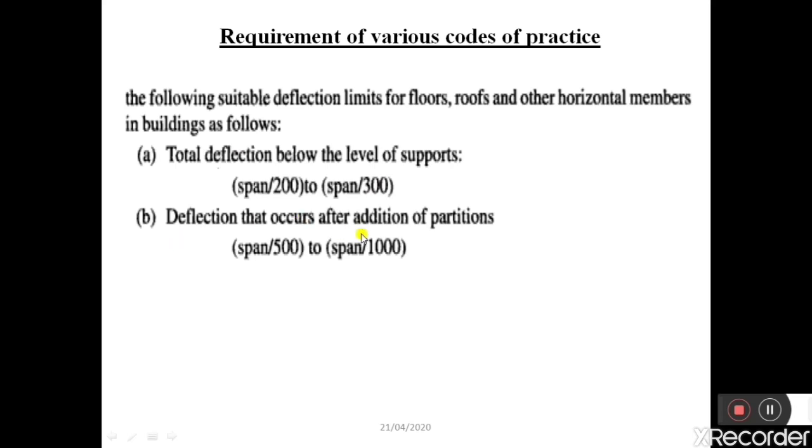Deflection that occurs after adding of partitions should be between span by 500 to span by 1000. So in general we can tell that the deflection in upward direction should be less than span by 300, and the deflection in downward direction should be less than span by 250. So these are the permissible limits as per IS codal provision.